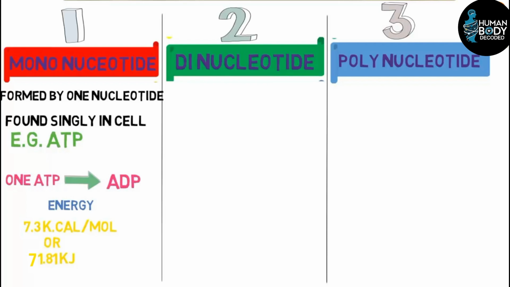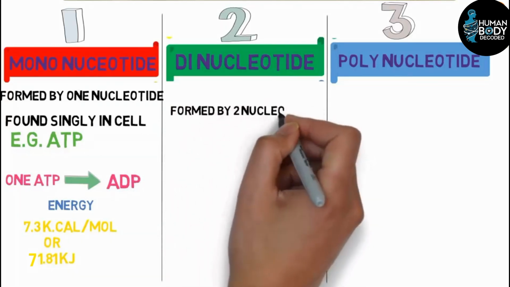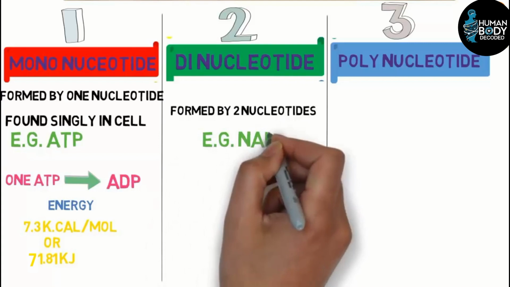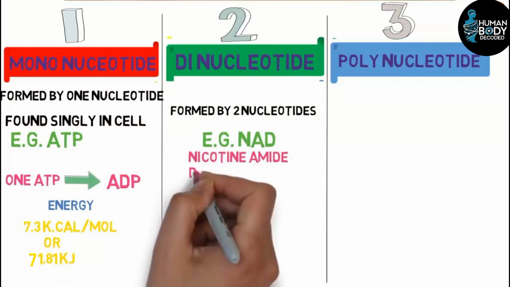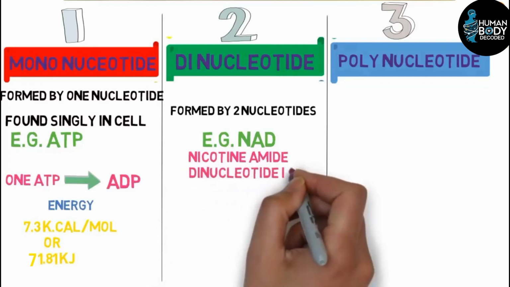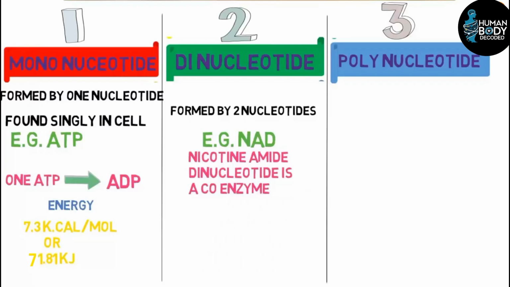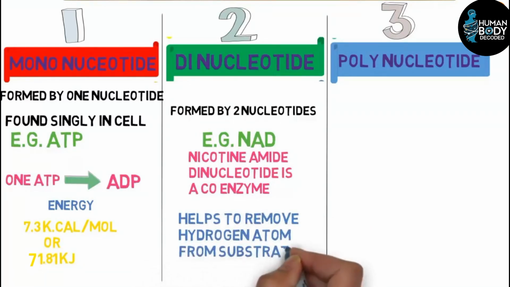Now we come to the second classification of nucleic acids. Dinucleotide. Di means two, and nucleotide means nucleotide. When two nucleotides combine, it forms a dinucleotide. Its example is NAD. The full form of NAD is nicotinamide adenine dinucleotide. What is NAD? NAD is a coenzyme. I explained coenzymes in the previous chapter on enzymes. This NAD helps in removing hydrogen atoms from the substrate.